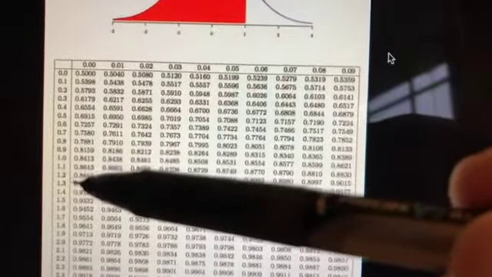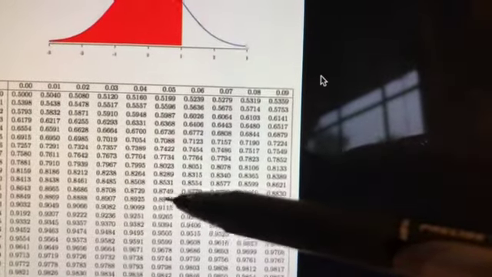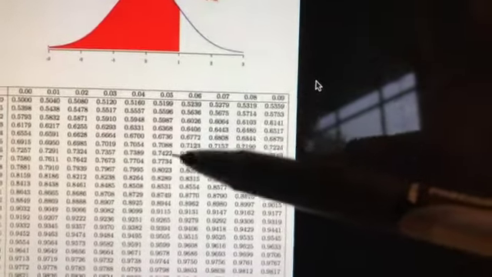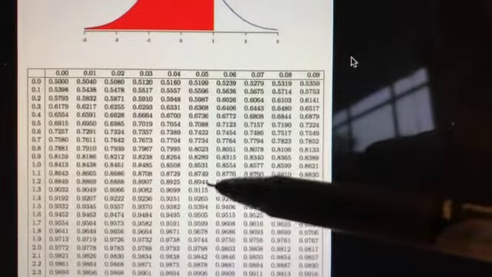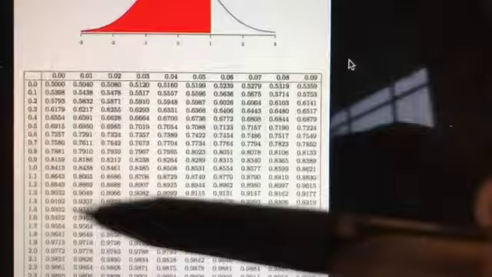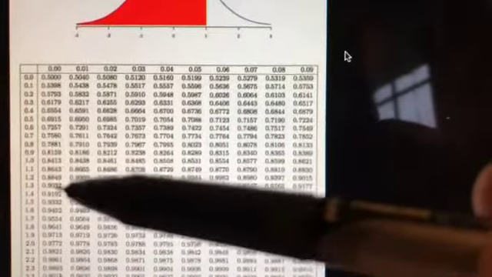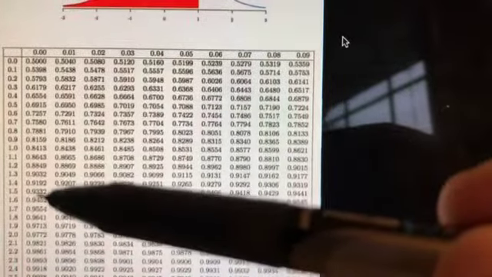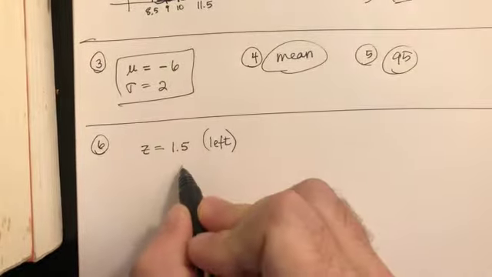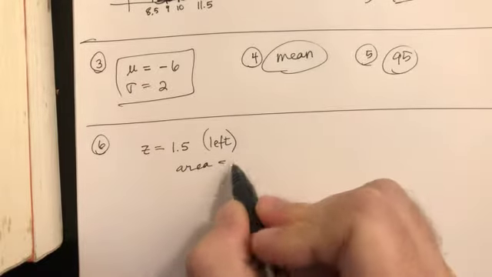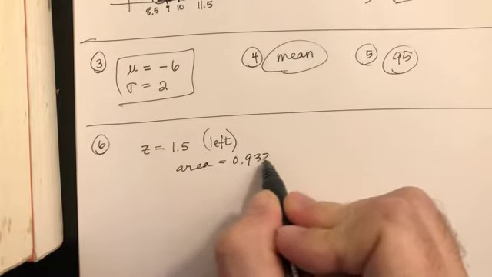Well, let's go back. So let's say I had 1.25. I would go to 1.2, but then I would go all the way over to the 5 column. See, 5. So 1.2 and 5, 0.8944, right? So that's the idea. So they only want 1.5, so the area to the left of 1.5 is 0.9332. And that is all I have to write.